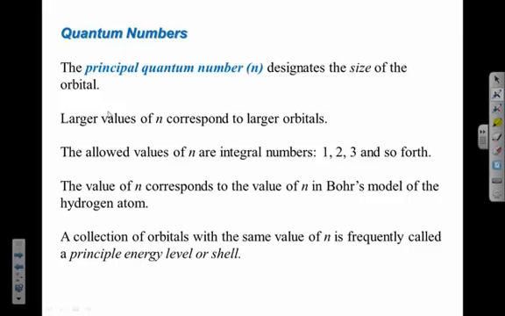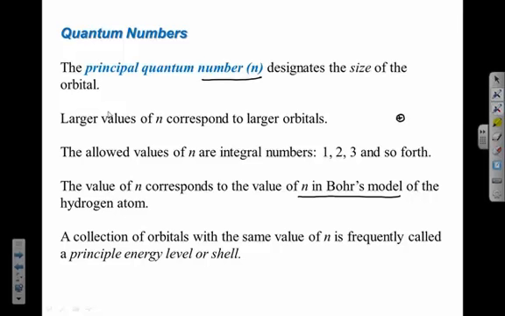So the principal quantum number we've already talked about, that's n. That basically just tells you which principal energy level the electrons are in, and these are also the same values for n that we talked about in the Bohr model for hydrogen. So this is the most straightforward one. In the nucleus, there is no value for n, because electrons are not in the nucleus. These quantum numbers are describing the areas that the electrons are in.